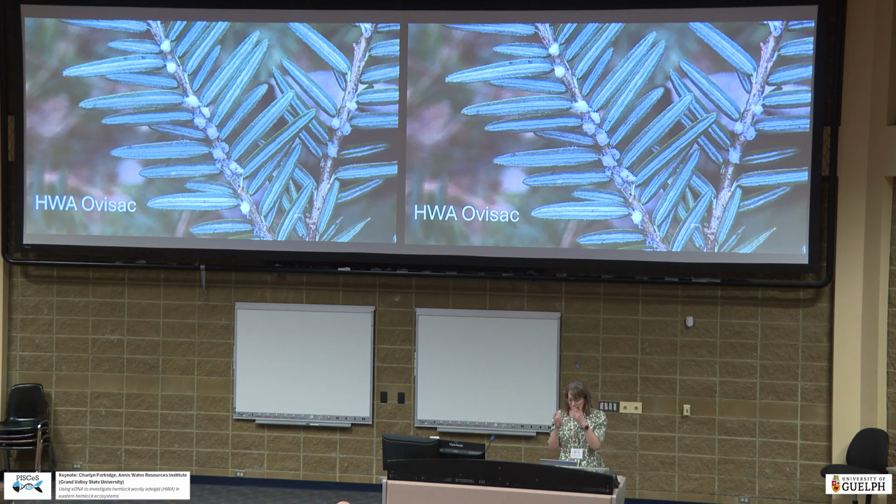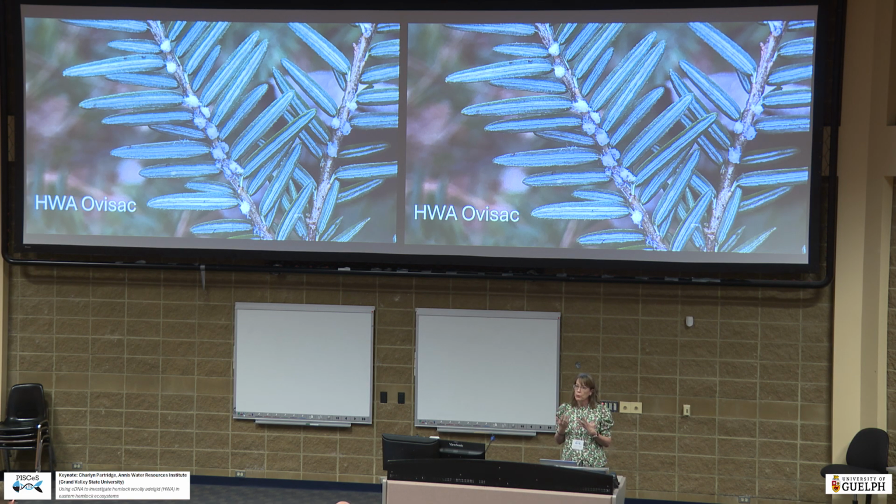Up until then, the main way HWA is monitored is you take a group of people, you bring them out to the forest, you're in a stand, and you say, look for HWA. So they systematically look at trees, look at branches, and see if they find HWA. And what they're specifically looking for are these little white dots on the needles of hemlocks. So this is called an ovisac. In that ovisac is an individual. That's where they lay their eggs.